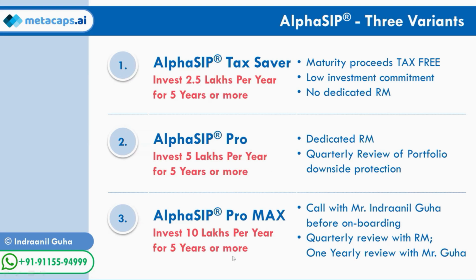The only difference between Pro and Pro Max is at the time of onboarding, you can request a one-on-one call with me. In AlphaSIP Pro, there will be a quarterly review of your portfolio with a dedicated RM that we will assign to you. But in AlphaSIP Pro Max, there will be a yearly review of your portfolio directly with me. So these are the 3 variants in which we offer the AlphaSIP strategy.